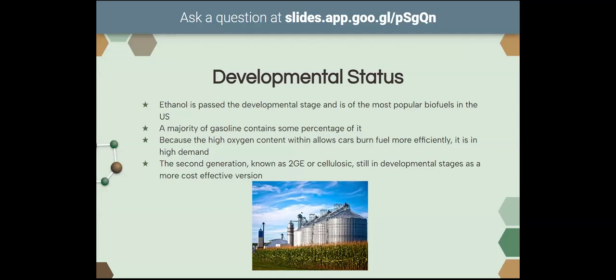So the second generation, known as 2GE or cellulosic, which is the other cultivation method that I mentioned in the last slide, is still in the more developmental stages and is being looked at as a more cost-effective version.